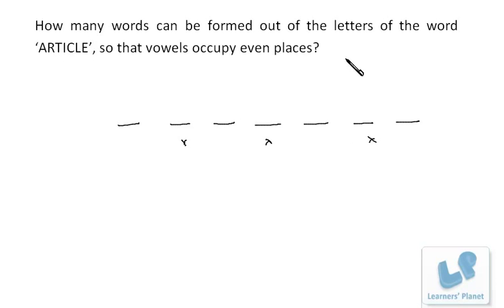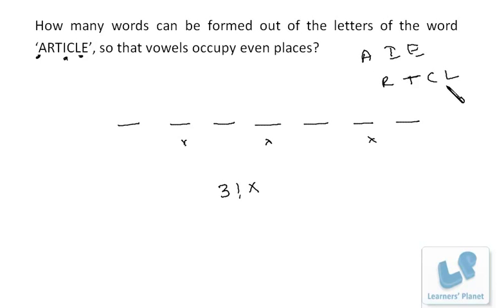And how many vowels do we have? That is A, I, and E, right? A, I, and E. And the remaining are R, T, C, and L, right? So these four are consonants and these three are vowels, right? Now we have to arrange the vowels on the second, 4th, and 6th positions, right? So we have 3 positions only and we have to arrange the 3 letters only. So 3 letters, 3 positions can be arranged in 3 factorial ways, right?